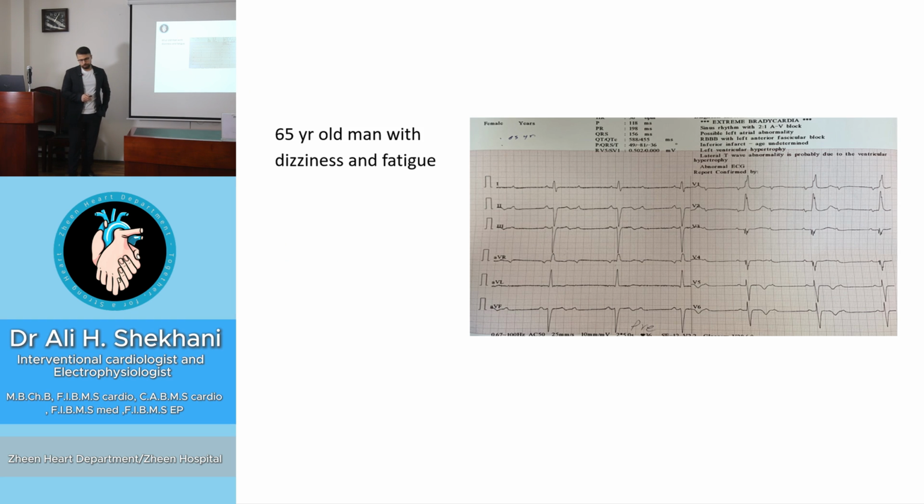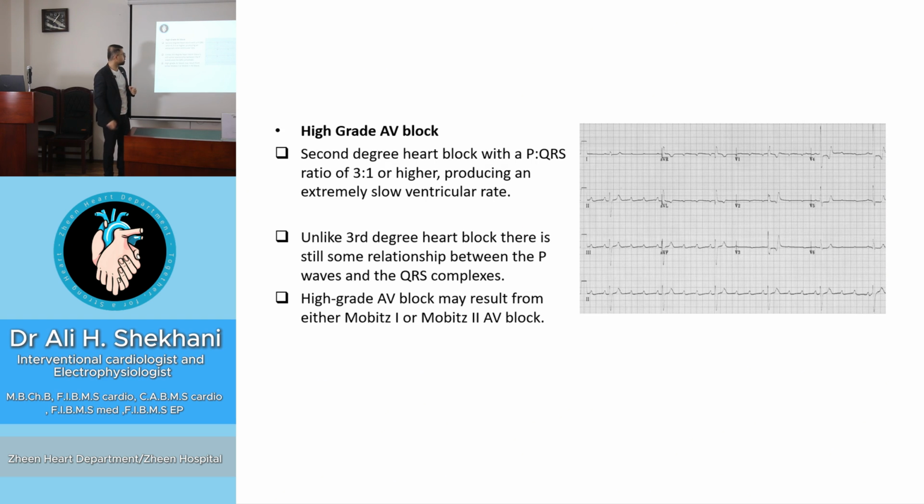We have a pattern that we call regular 2-to-1 or 3-to-1 AV block. This ECG was taken from a 65-year-old with dizziness and fatigue. Usually, we can appreciate there are 2 P waves with 1 QRS, and the patient has bradycardia. This pattern is also a second-degree AV block, but could be Mobitz type 1 or Mobitz type 2. We have certain maneuvers to differentiate between them. I will not discuss them today because our session today is only ECG, so we will discuss them in future sessions.